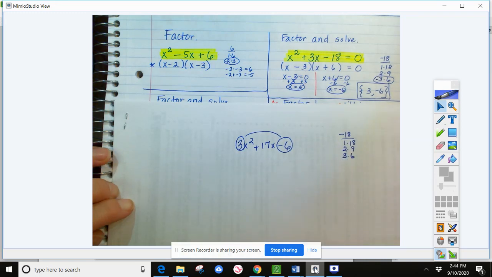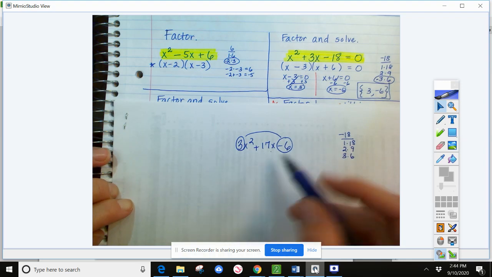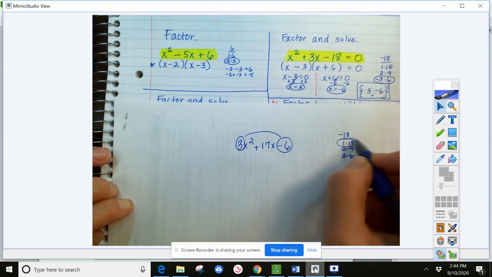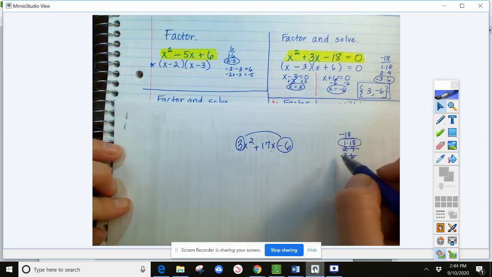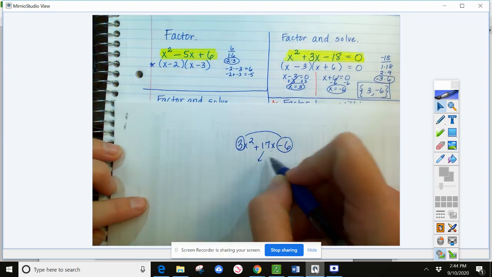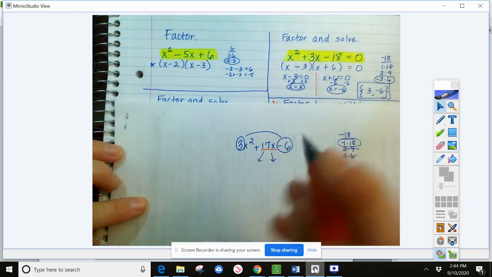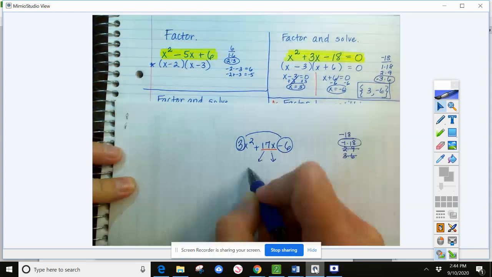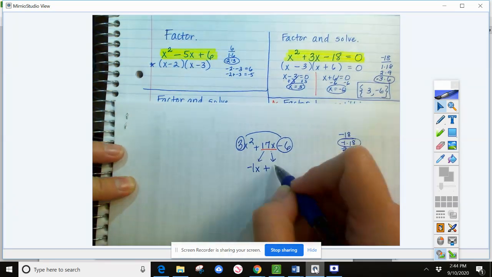Which one of these combinations is going to give us a 17 if we add them or subtract them? Not these two, this one right here. To get a positive 17 out of those two numbers, we need to have one of them be a negative, and it needs to be the number 1. And then when you multiply those, you're still going to get a negative 18, so that's good. So we're going to split this middle term up into those two factors and put x's on them. So let's make it negative 1x plus 18x.